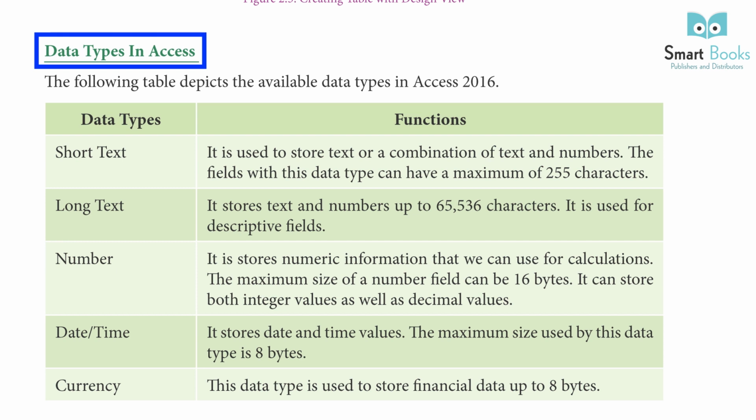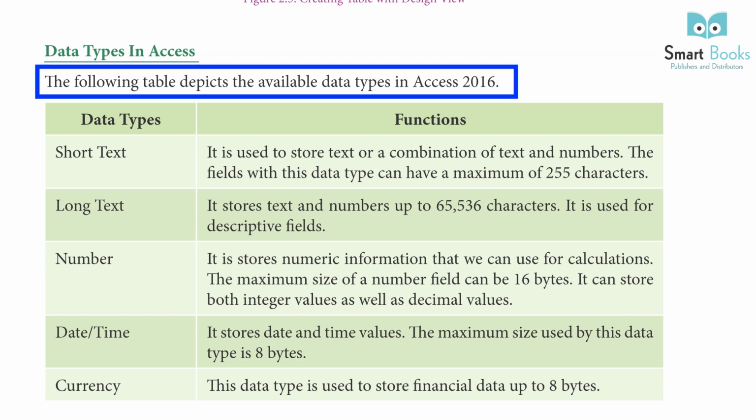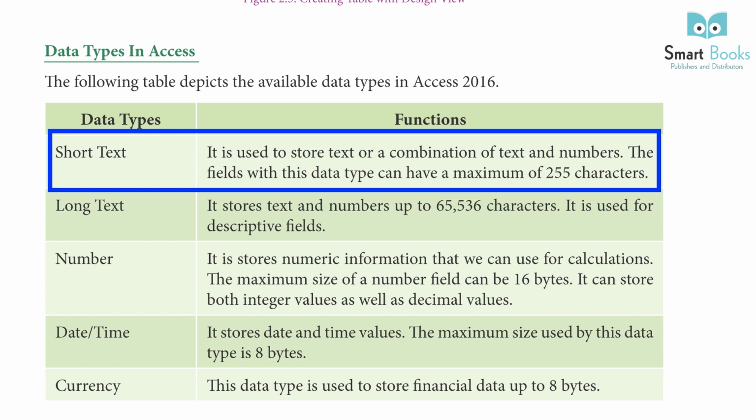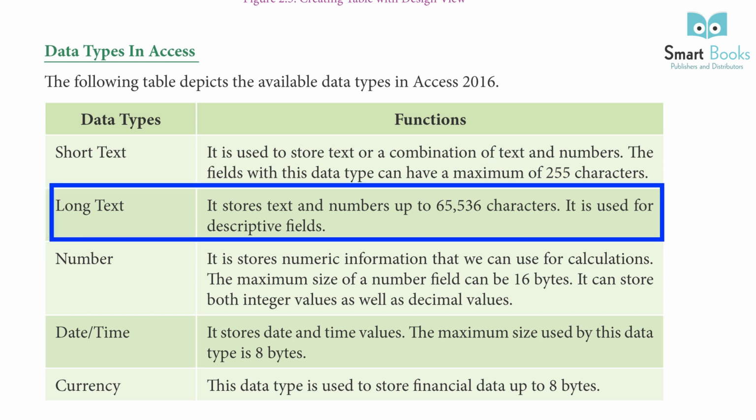Data types in Access. The following table depicts the available data types in Access 2016. Data types and functions. Short Text: it is used to store text or a combination of text and numbers. The field with this data type can have a maximum of 255 characters. Long Text: it stores text and numbers up to 65,536 characters. It is used for descriptive fields.